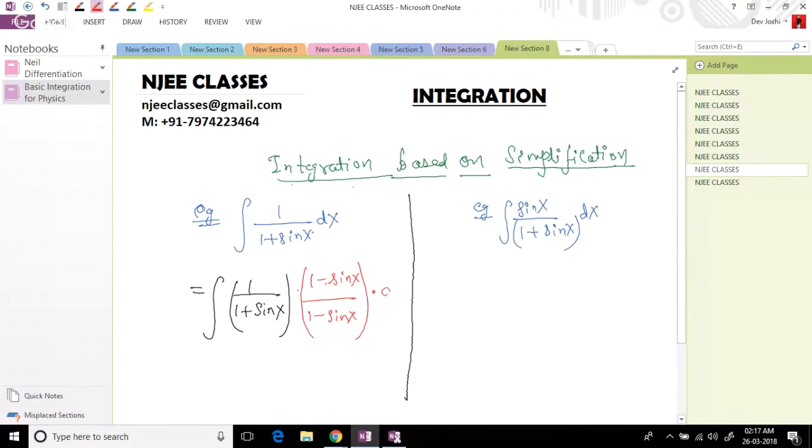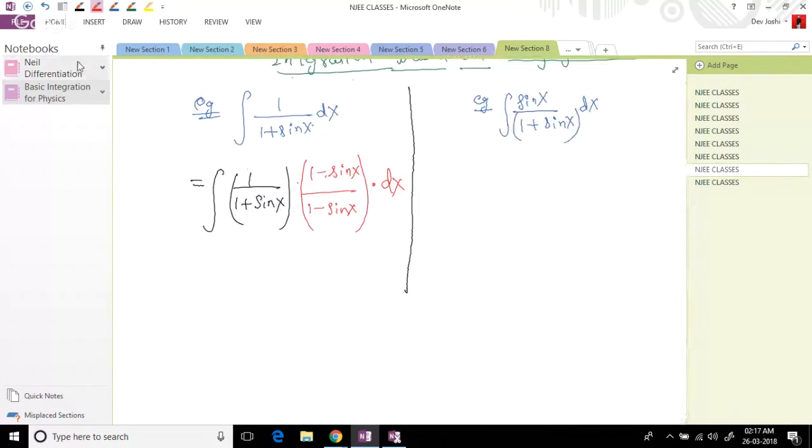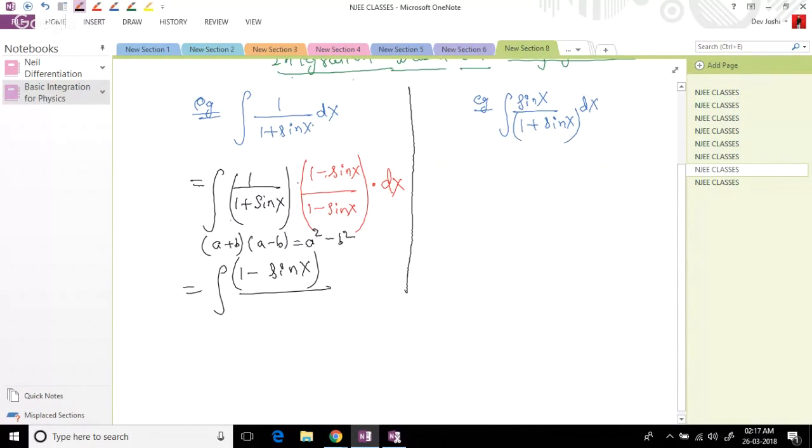Clear? If I do this, there is no impact on the equation, because 1 minus sin x divided by 1 minus sin x cancels out, so the equation still remains the same. But now in the numerator we have 1 minus sin x, divided by 1 plus sin x into 1 minus sin x. So it is a plus b into a minus b. Do you know what a plus b multiplied by a minus b is? That is simply a square minus b square. So it is 1 square minus sin square x dx. That is equal to integral of 1 minus sin x upon 1 minus sin square x, which is cos square x, because sin square x plus cos square x is 1. So 1 minus sin square x is cos square x.